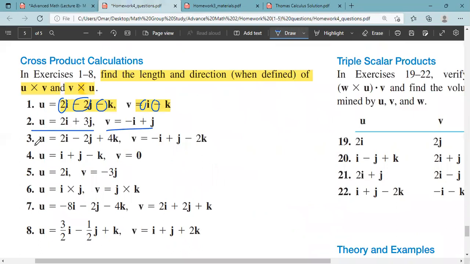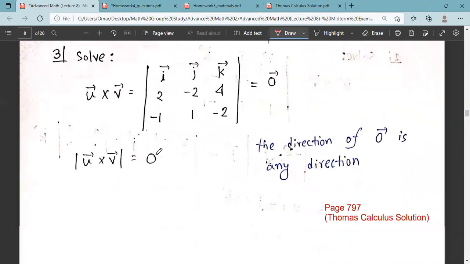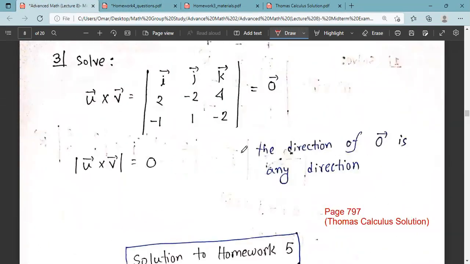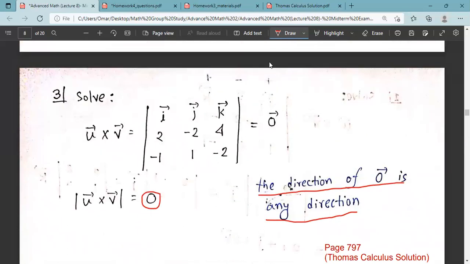Number 3, we have the same thing as before. I hope you can calculate this one. It will make a 0 vector. The direction of a 0 vector, according to our teacher, is any direction. But according to the textbook, it doesn't have any direction. So this was the homework 4 part.